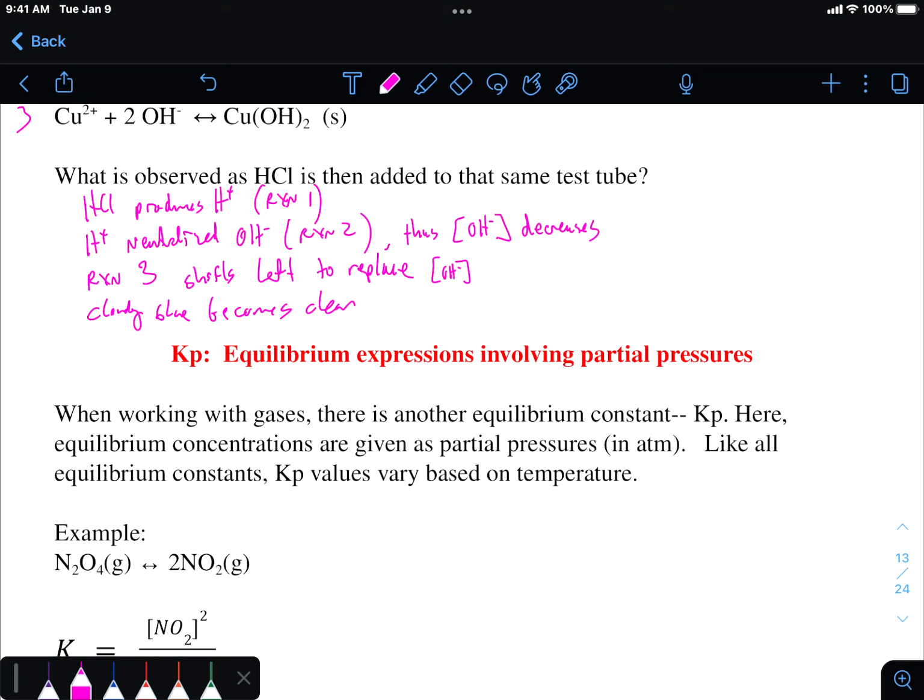Okay, so that was Le Chatelier's principle. The system's going to try to get back to equilibrium. Whatever you do is going to get back to equilibrium. Okay.